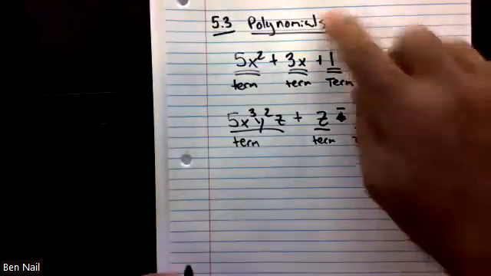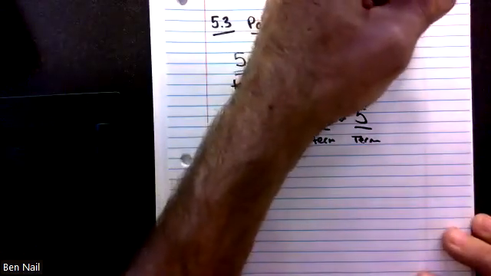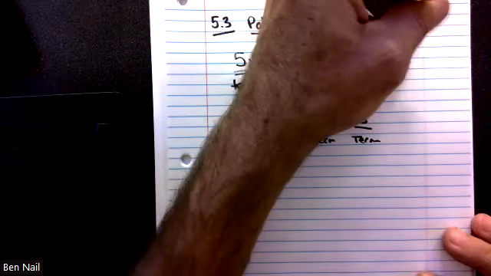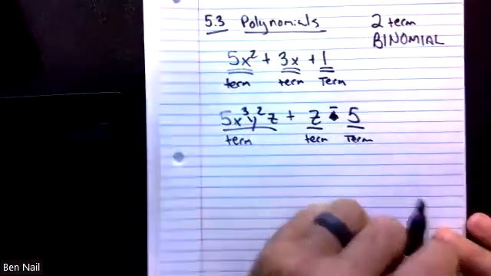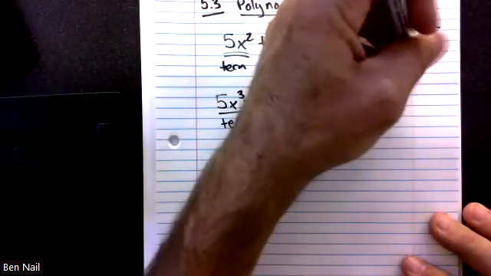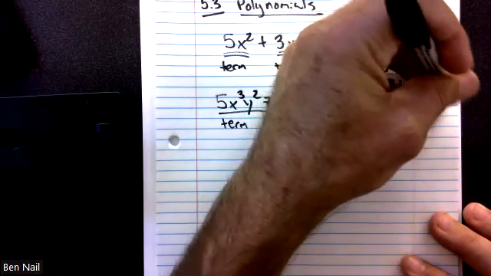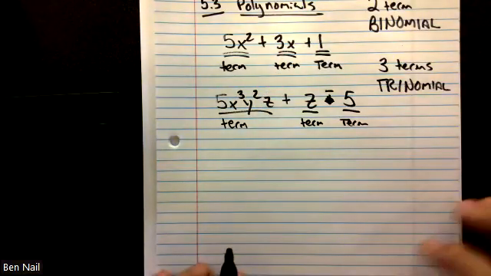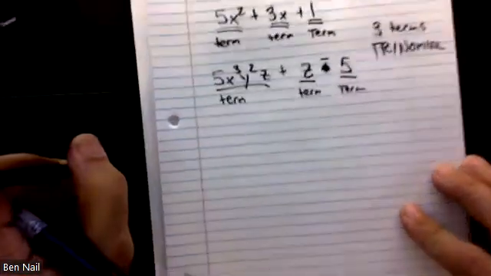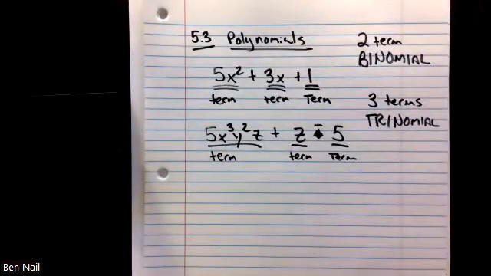And then any collection of terms is a polynomial. If you have two terms, that is called a binomial. If you have three terms, that is a trinomial. And anything else is just expressed as a polynomial. Sorry, I'm trying to get this out of the way of the screen there. So a polynomial is multiple terms.